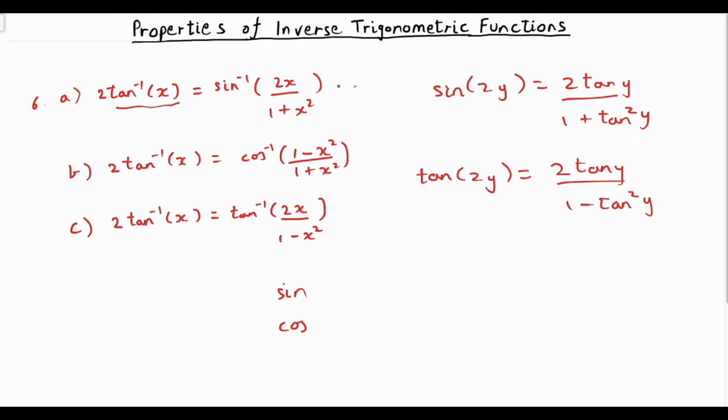Like the first formula is valid only when mod x is less than or equal to 1. The second formula when x is greater than or equal to 0. Third formula only when x is between -1 and 1. These conditions are not that important if you remember the domains and ranges accurately and you remember the general solutions of the trigonometric functions.